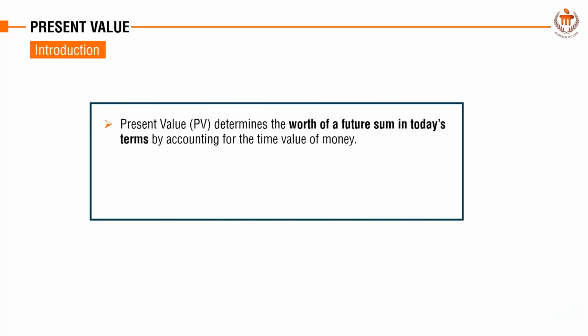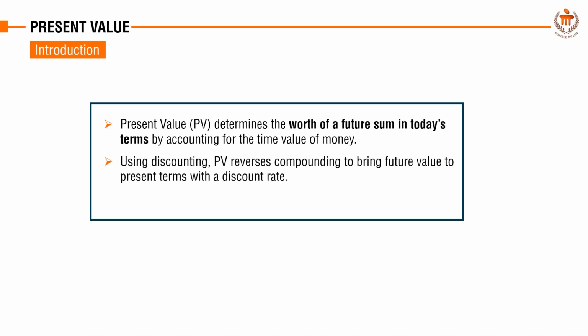Present value is a critical concept that allows us to determine how much a future sum of money is worth in today's terms. By accounting for the time value of money, PV helps us assess whether an investment is worthwhile. To calculate present value, we use a process called discounting. This process reverses the compounding process we discussed in the future value lesson by bringing the future value back to today's terms using a discount rate. It's an important concept as it reflects the opportunity cost of capital, that is, the potential returns you forego by choosing one investment or decision over another.